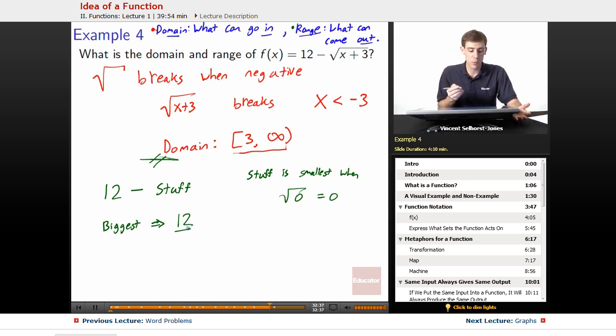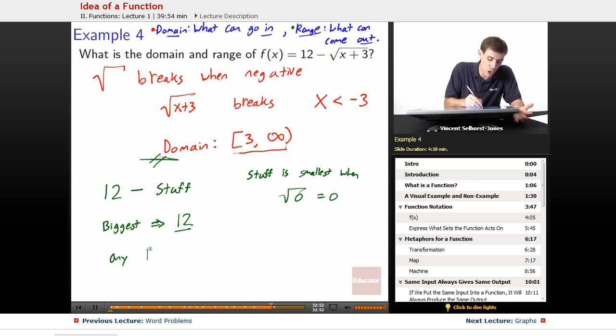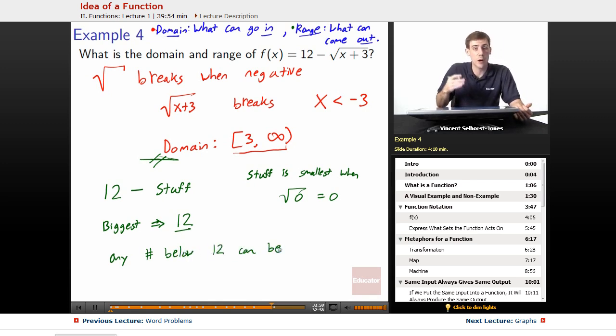What's the smallest number we can get? Well, you can just keep giving me larger and larger x to make our square root a bigger and bigger negative number on the whole, right? So it'll be minus larger and larger numbers, so 12 minus larger and larger numbers, so we can keep going down. So any number below 12 can be achieved, because we can just keep having the square root pump out slightly larger numbers, which since we're subtracting by these larger and larger numbers, will keep going down. So any number below 12 can be achieved.